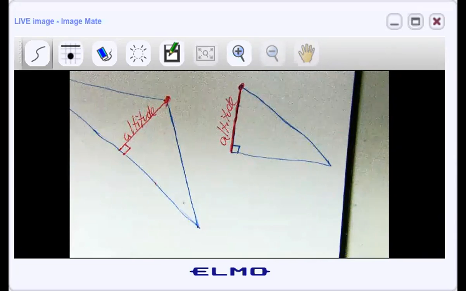Isn't that something? So you can have an altitude that is in fact one of the sides of the triangle if you have a right triangle. Now, is every altitude in every right triangle one of the sides?